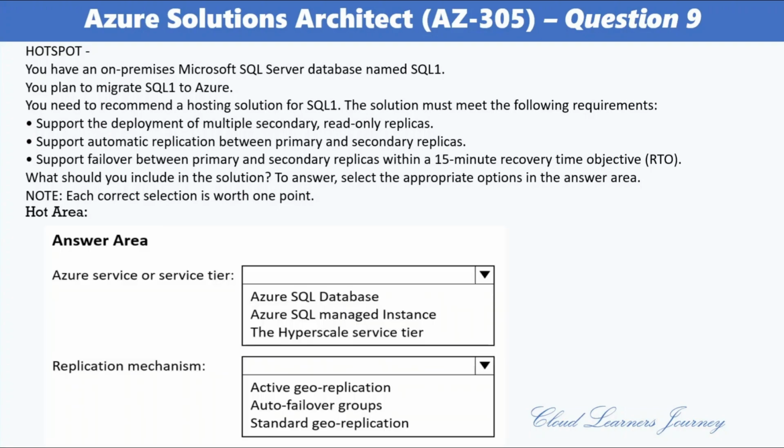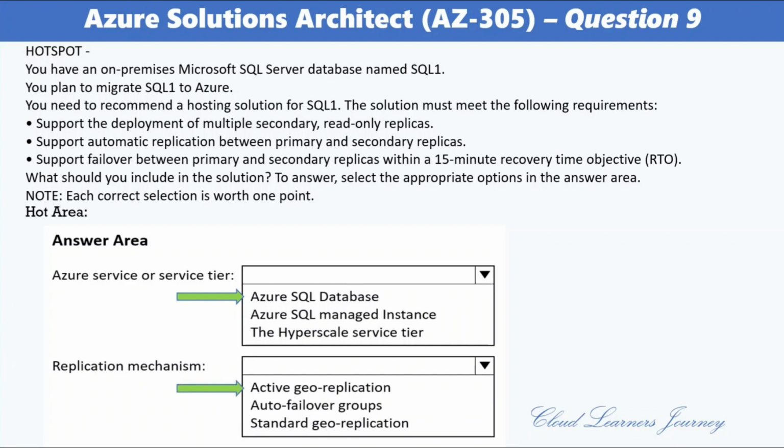Answer area, for Azure Service or Service tier, options are Azure SQL Database, Azure SQL Managed Instance, the Hyperscale Service tier. And for replication mechanism, options are active geo-replication, auto failover groups, standard geo-replication. And the correct answer for Azure Service or Service tier, it's Azure SQL Database. And for replication mechanism, it's active geo-replication.